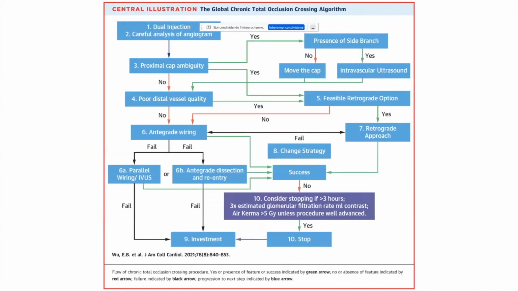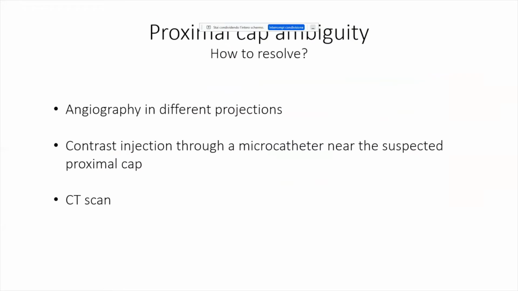So at this point, the first step in this algorithm is the presence or not of a proximal cap ambiguity. This is one of the things that is very important for every CTO operator, because in case of proximal cap ambiguity, you don't know exactly where the proximal cap is.